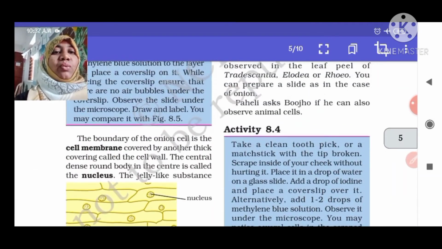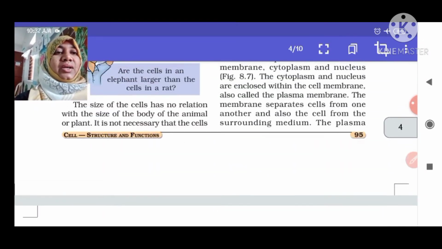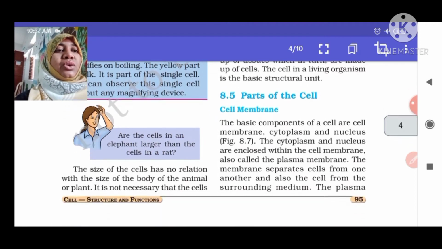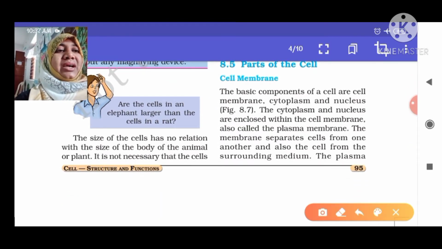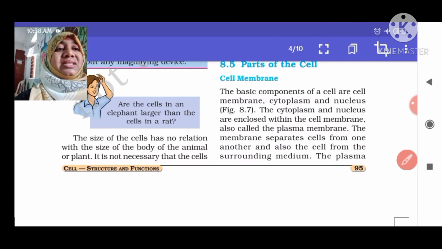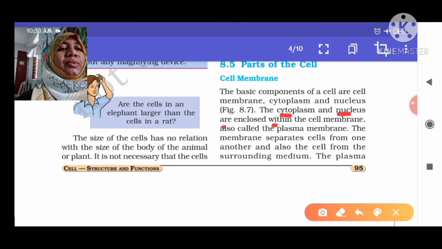Okay, let me go one by one. There I have shown with the help of the cell, the parts of the cell. So the first one is the cell membrane. The basic components of the cells are the cell membrane, cytoplasm, and nucleus. So these are the basics. Without these the cell is not complete. Then the cytoplasm and the nucleus are enveloped within the cell membrane, called the plasma membrane.